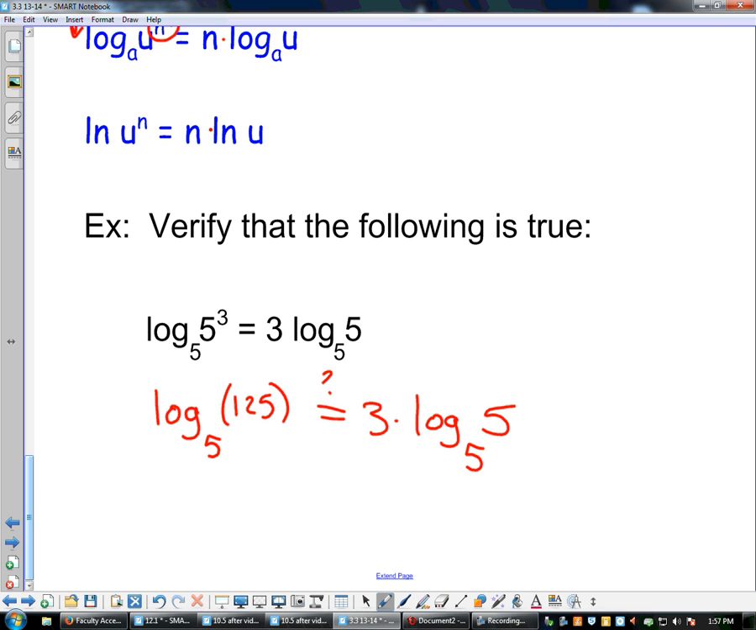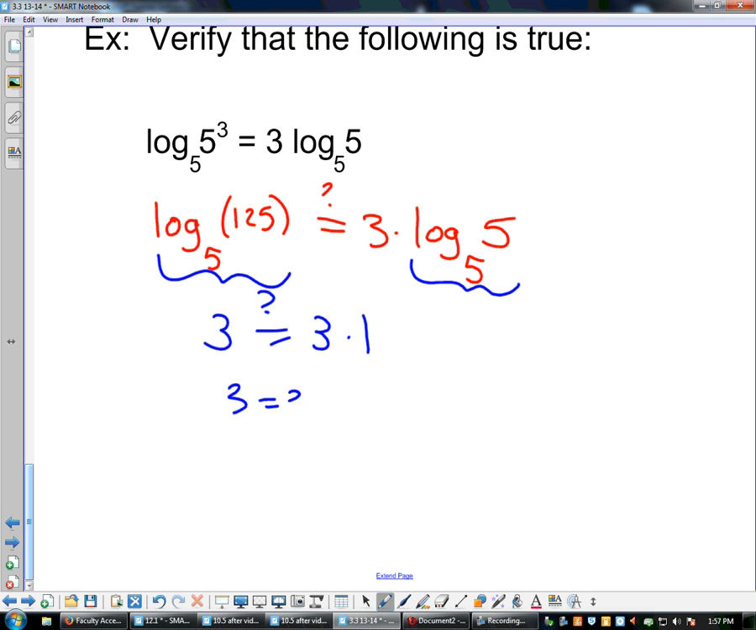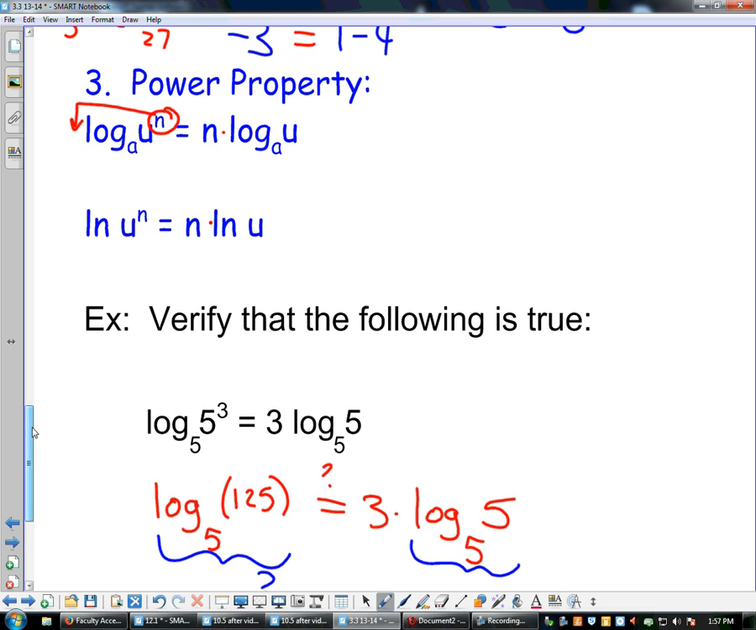Well, what is log to the base 5 of 125? 5 raised to what power gives me 125? That's equal to 3, because 5 to the third is 125. And is that equal to 3 times, what is log to the base 5 of 5? Well, 5 raised to what power gives me 5? 1. Sure enough, it does work. 3 equals 3. Our power property does work.